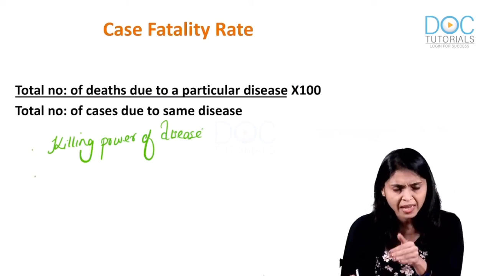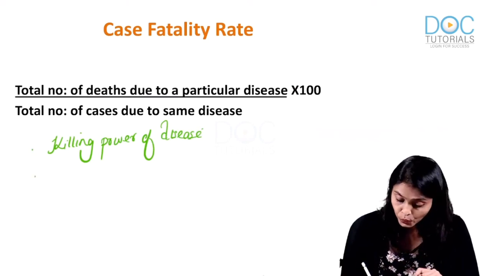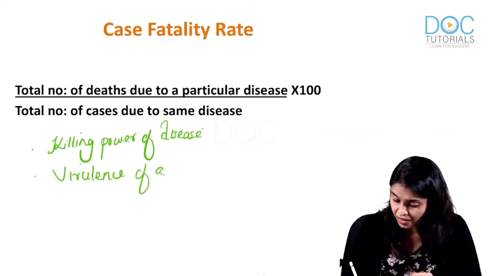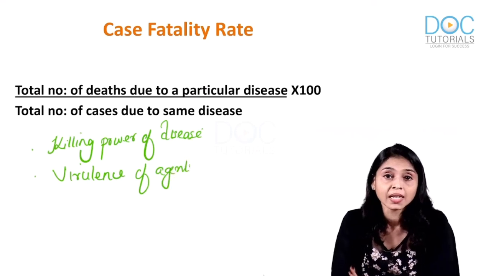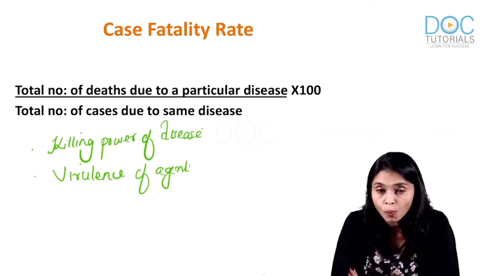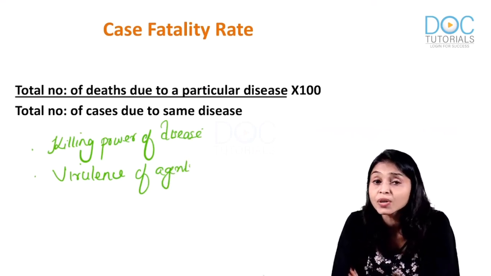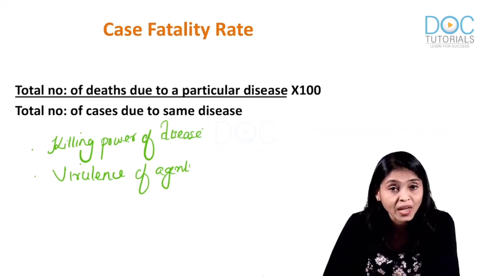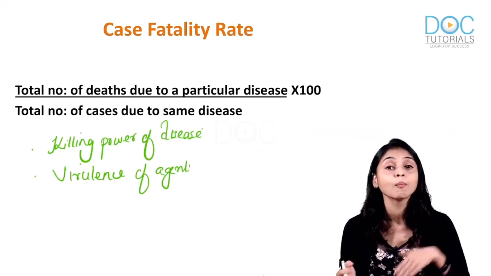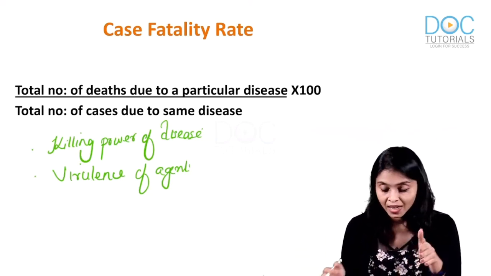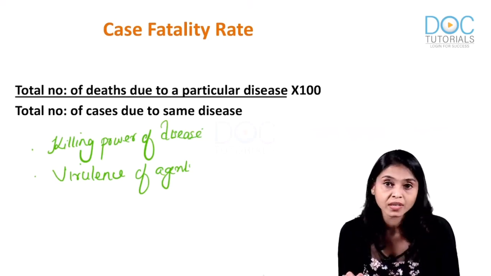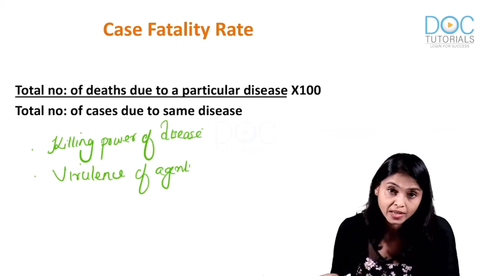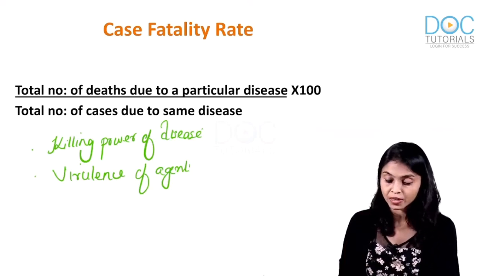Second MCQ from the same topic is, it is related to virulence of the agent or the disease causing organism. See, now we know that in the second wave of COVID-19, we say that virulence has increased due to mutation. Why? Because the case fatality rate has increased. That means out of total people who are getting it, more deaths are happening. That is why case fatality rate is very, very important. It gives you the killing power of the disease as well as it is related to the virulence of the disease causing organism. Very important.